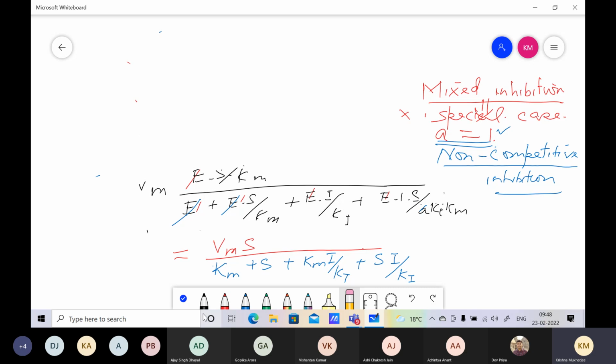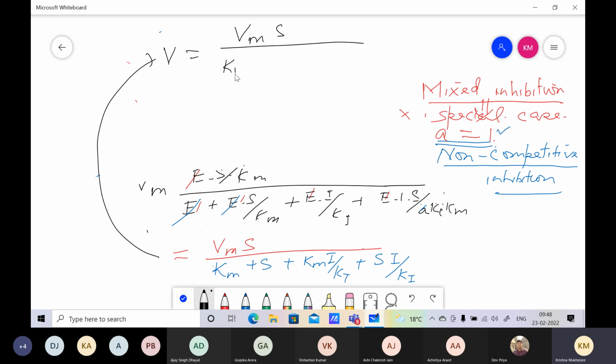Which really means that this expression here means V is equal to Vmax S upon Km (1 plus I by Ki) plus S (1 plus I by Ki), isn't it? Okay? This is non-competitive inhibition. This is non-competitive inhibition.